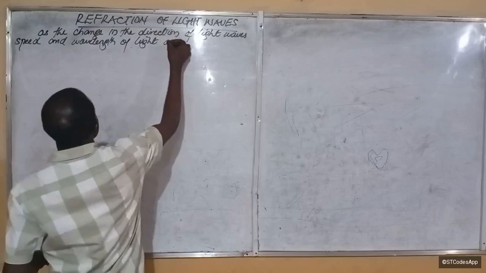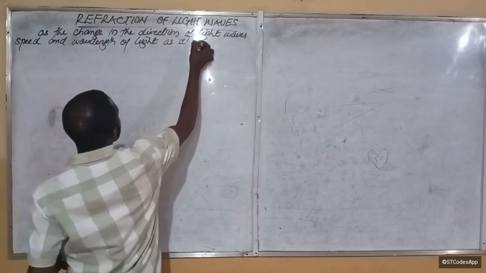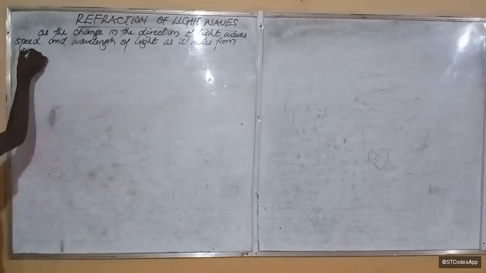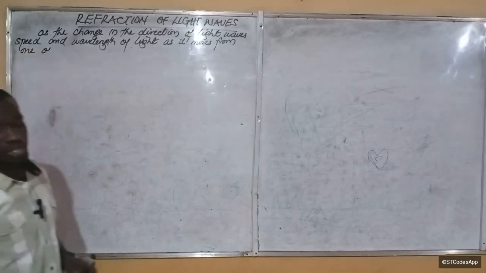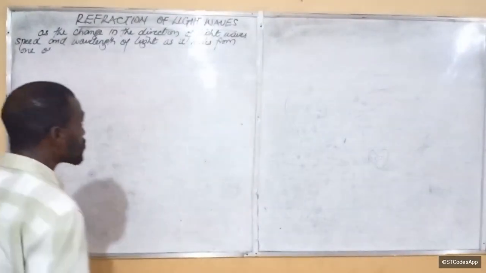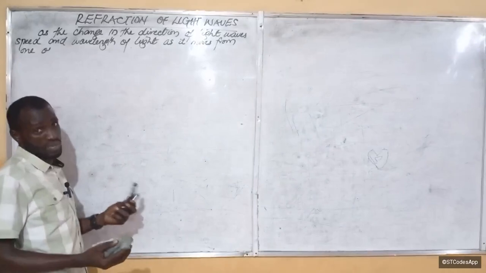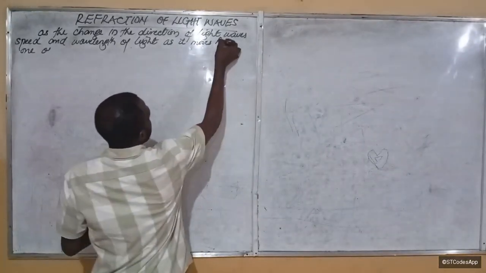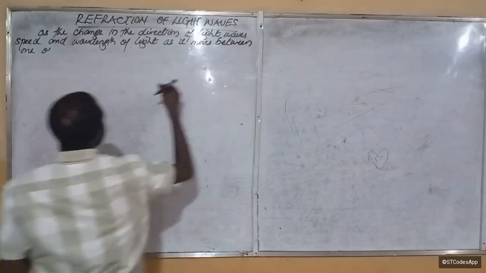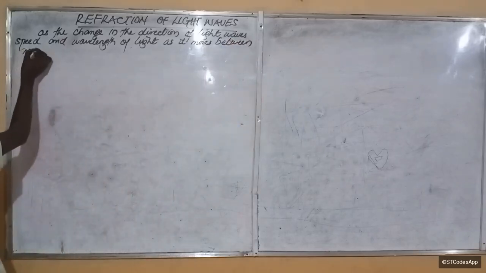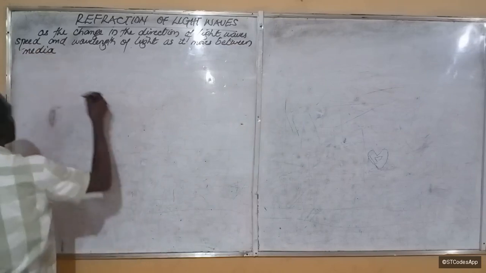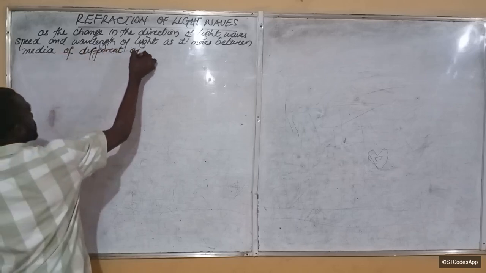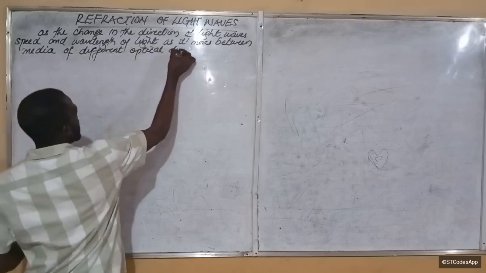As it moves from one medium to another, as it moves between media of different optical densities. I want to use the best language. As it moves between media, that is, between two or more mediums. Media is the plural of medium. Between media of different optical densities.